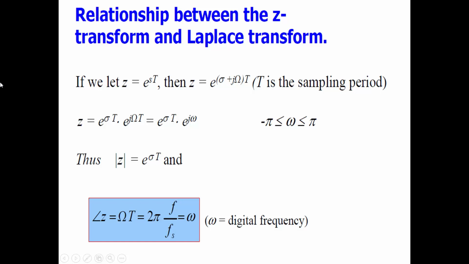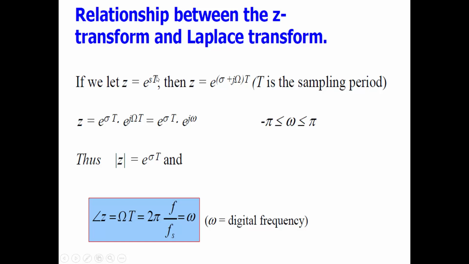Actually there are two variables, one is z and the other is s. Z is a complex variable which belongs to the digital domain or discrete domain. S is a complex variable which actually belongs to the continuous domain or analog domain. So we can put z equal to e to the power sT, where capital T is the sampling period. Now s is actually equal to sigma plus j capital omega.